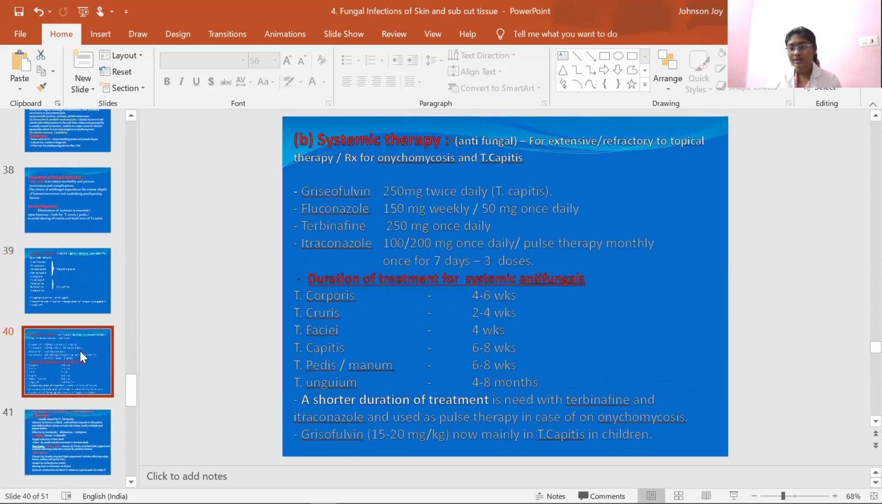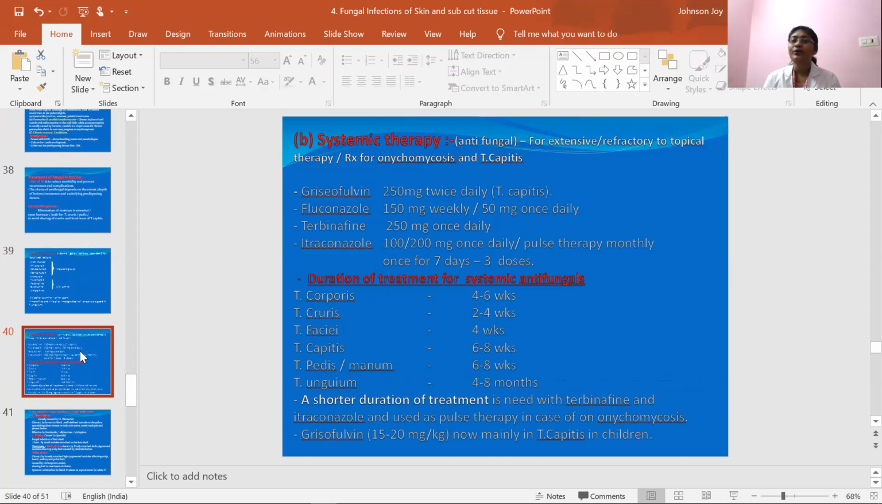Systemic therapy. Systemic antifungals are given for extensive infections or those refractory to topical treatment, for onychomycosis, which needs more time of treatment, and for tinea capitis. For tinea capitis, nail infections or onychomycosis, or for recurrence or refractory disease, you can give systemic therapy, like griseofulvin 250 mg twice daily for tinea capitis.